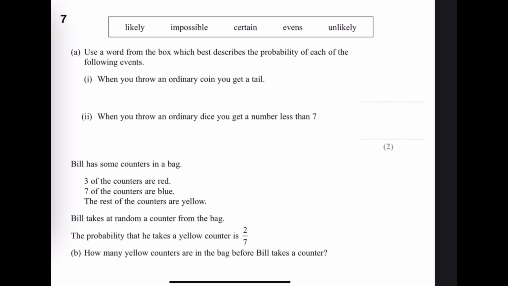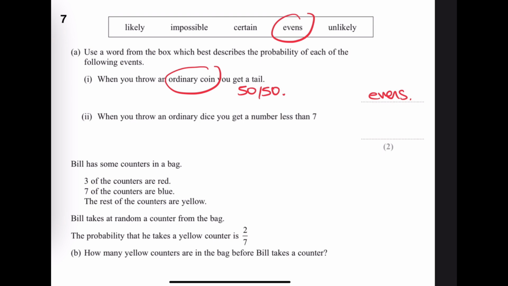7. A. Use a word from the box which describes the possibility of each of the following events. I. When you throw an ordinary coin and you get a tail. Ordinary coin. You know that a coin has two sides. It has tails and heads. Therefore, it's half-half. So it's 50-50 of something happening, which means it is evens. Evens means the possibility is 50-50.